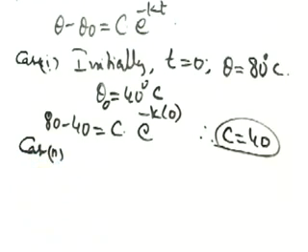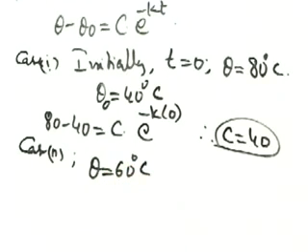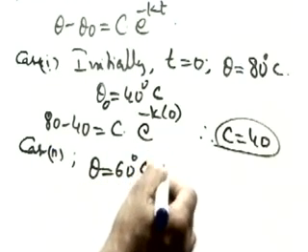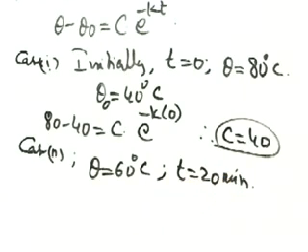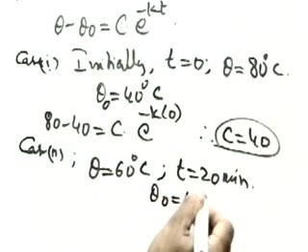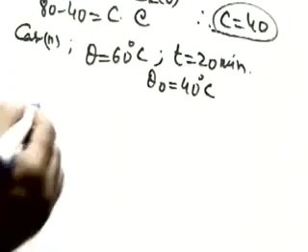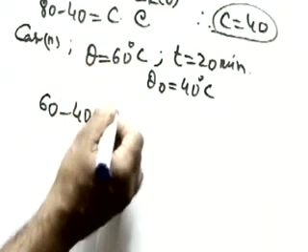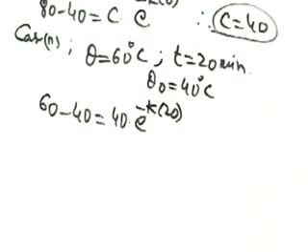Now case 2. In case 2, the temperature changes from 80 to 60 degrees Celsius, after time 20 minutes. Theta naught will always be the temperature of the surrounding air. Again let me substitute the values in the formula. What is the formula we are having? Theta minus theta naught equals C, already we got C, into e power minus K into T, where T is 20.